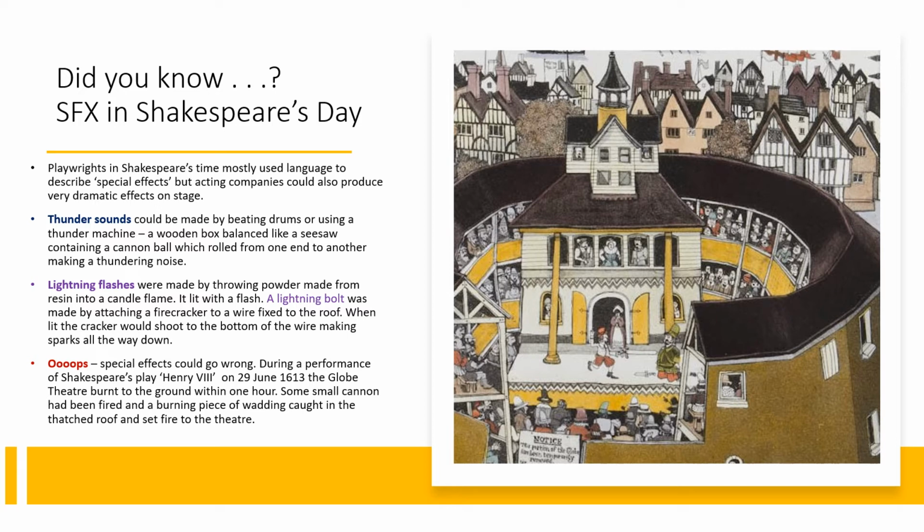Special effects go wrong. During a performance of Henry V on the 29th of June 1613, the Globe Theatre burnt to the ground within 1 hour. Some small cannon had been fired, and a burning piece of wadding caught in the thatched roof and set fire to the theatre.